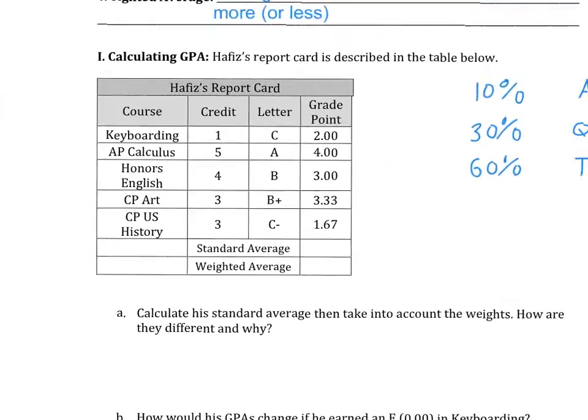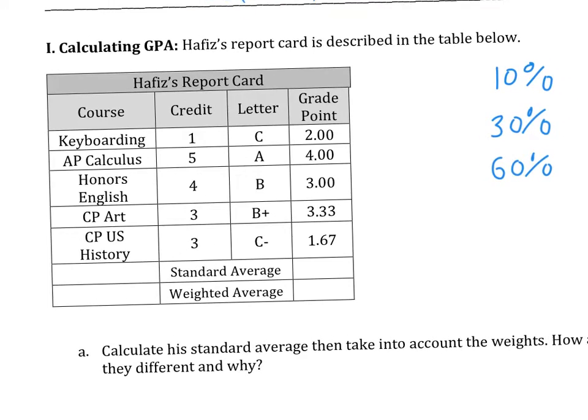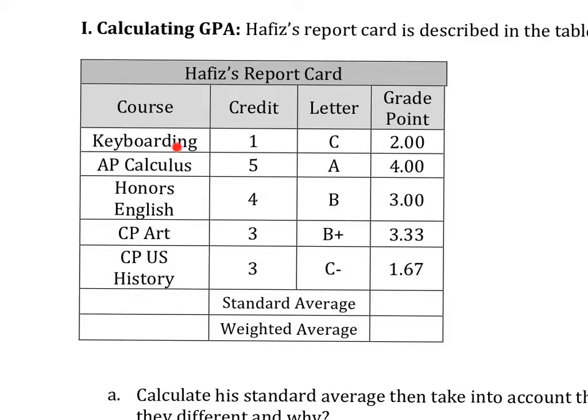Okay, so let's walk through an example of Hafiz's report card. Some of you know that you can have a weighted GPA because of the way the credits are. Now this one is just a hypothetical, so this is not the same as our school here. Because of the nature of keyboarding, it's very basic. Here it's only weighted worth 1. You only get 1 credit for it. AP Calculus will be worth 5, Honors English 4, and these CP classes are 3. Again, this is not representative of our school. This is just a hypothetical.